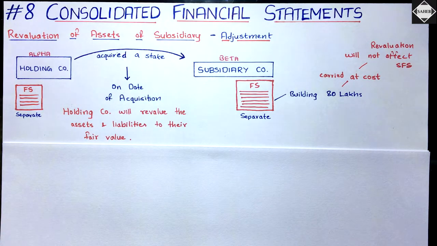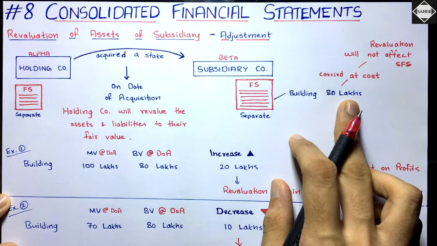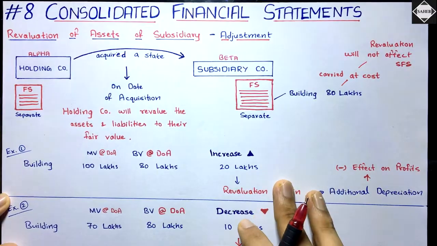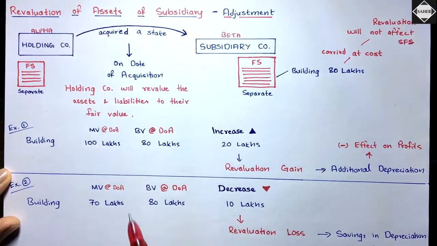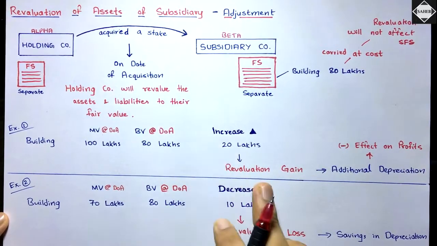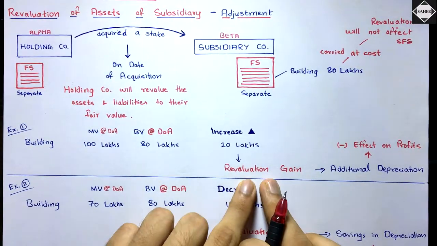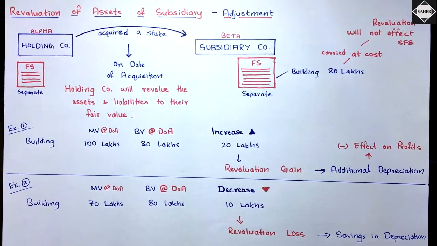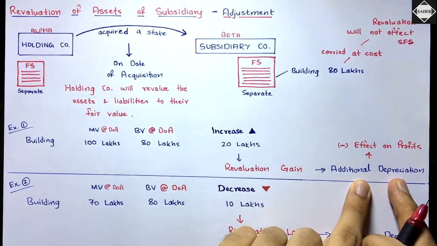Revaluation means upwards or downwards, you all know that. For example, let's say the book value of this building is 80 lakhs in the subsidiary company's financial statement. Scenario one: let's say the market value is 100 lakhs. So there has been an upward revaluation, an increase of 20 lakhs. That's called revaluation gain. Now, because of this revaluation gain, there's one more thing that happens, which is called additional depreciation.